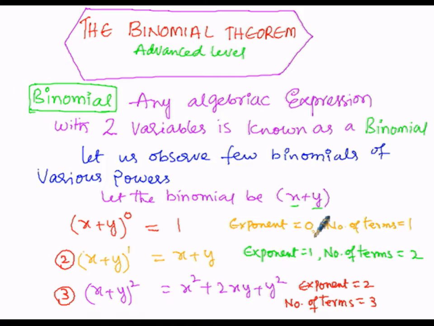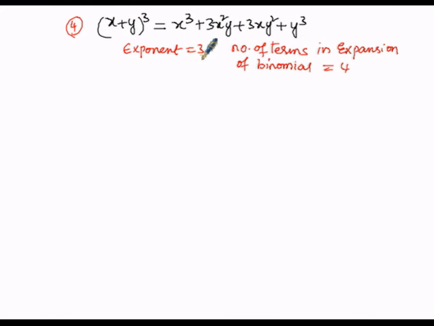So when we observe all these 4 cases, the number of terms is 1 more than the exponent of the binomial. In this case, 1 plus 1 is 2, so it is 1 more than the exponent of the binomial. Similarly in the third case, the exponent of the binomial is 2 and the number of terms we got is 3, that is 1 more than the exponent of the binomial. Similarly in the fourth case, the exponent of x plus y whole to the power of 3 is 3, whereas the number of terms we got is 4. Therefore the number of terms will be 1 more than the exponent of the binomial.